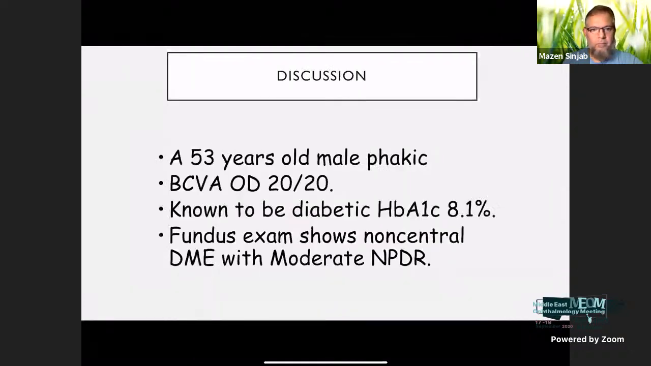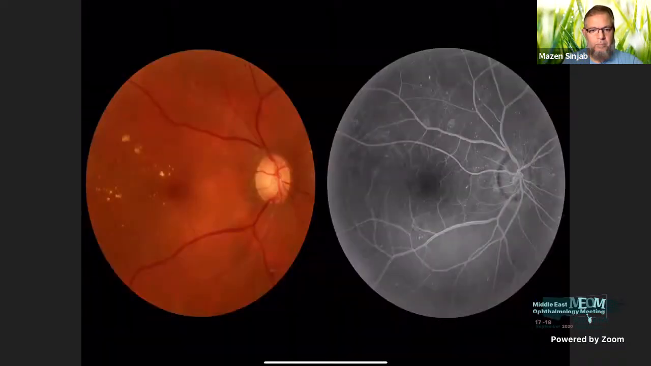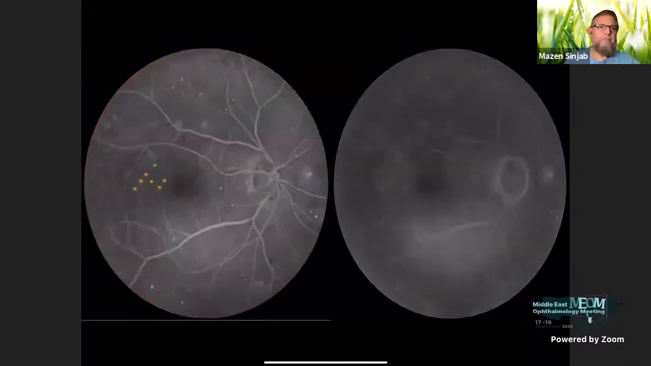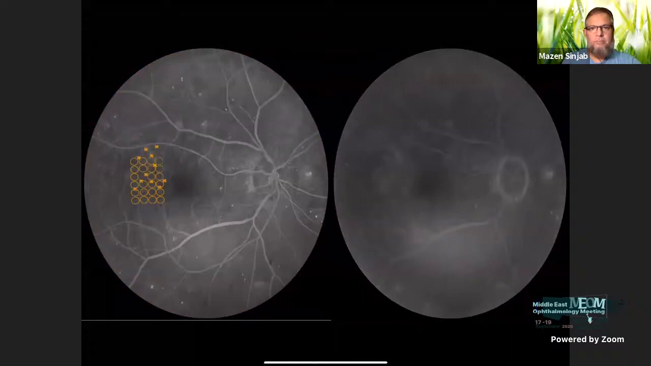I'm going to take one case from the study, a 53-year-old male, phakic, best-corrected visual acuity is 20/20, known to be diabetic. Fundus exam shows non-central diabetic macular edema with moderate NPDR. This is the fundus exam and early angiogram, and where I put the yellow axis, that is where I applied the threshold laser to the leaking microaneurysm. Here I used 15% duty cycle, and the orange circles show how I applied the subthreshold microsecond laser in a painting fashion, covering all the area of edema as identified by spectral domain OCT.